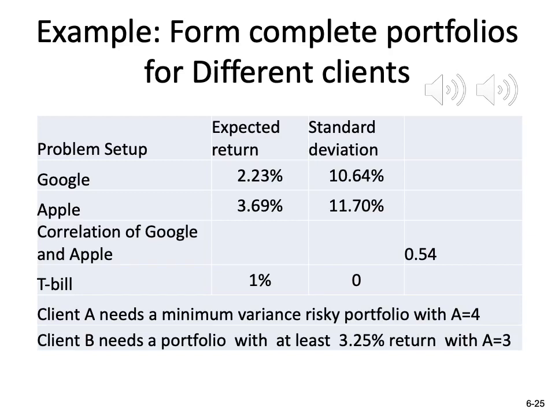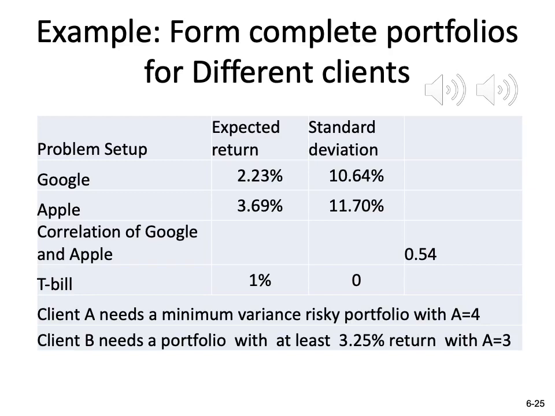You have 3 assets to choose from to form your complete portfolio. The first asset is the T-bill with return 1% and risk 0. Because in the setup, we always assume T-bills are a risk-free asset, meaning there is no risk, no standard deviation. And you also have 2 risky assets to choose from. One is Google stock, the other one is Apple stock. The expected returns and standard deviations are listed in the table. The correlation of the 2 stocks is 0.54.